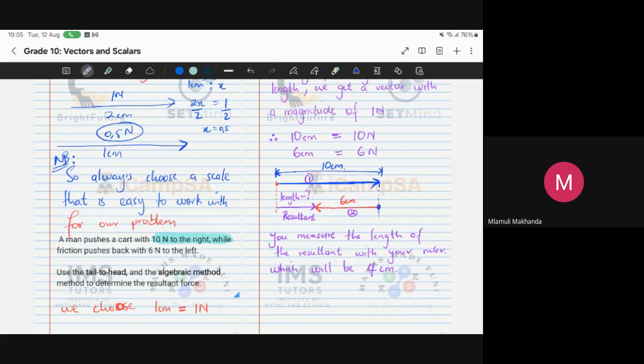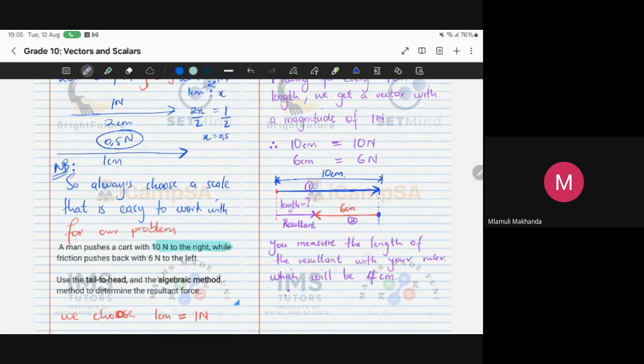Now take that 4 centimeters and turn it into newtons. We said 1 centimeter is 1 newton. Therefore, since our scale is 1 cm is 1 Newton, 4 cm is 4 Newton. Aha. So that means our resultant vector is 4 Newton in magnitude.